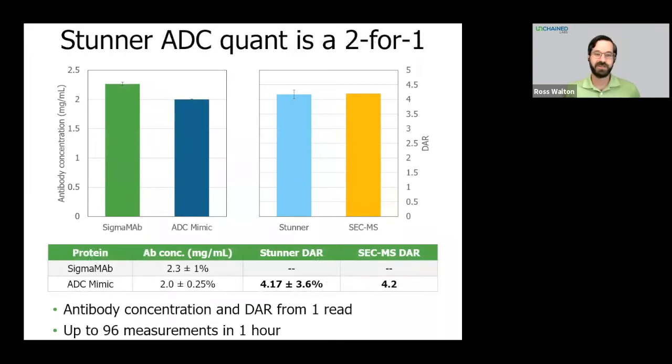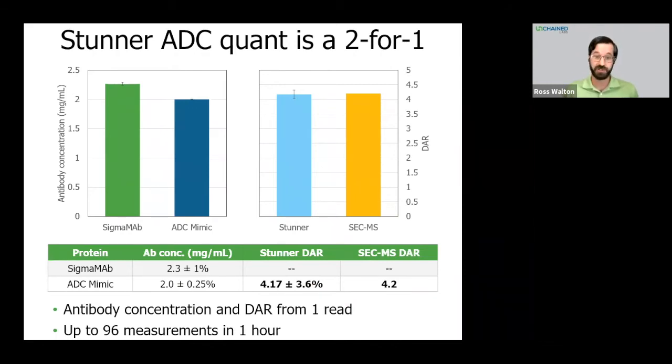And here are the results from one such test. Once we dissolved the lyophilized powder of both the ADC mimic and the SigmaMab, they had close to the same antibody concentration, around 2 milligrams per milliliter. The DAR of the ADC mimic, as determined by Stunner, was 4.17, as you can see both in the bar graph and in this table. And the average DAR based on the sample certificate of analysis, as determined by SEC mass spec, was 4.2.